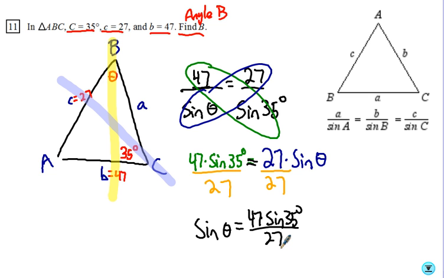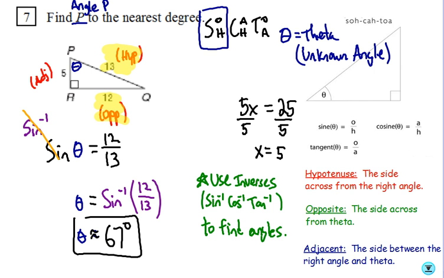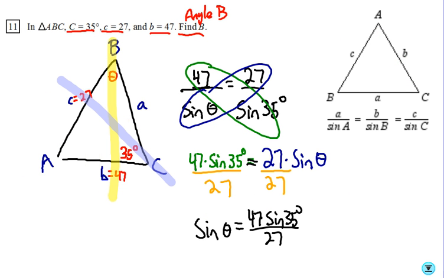Now theta is still not by itself, so we've got to get rid of the sine. So this becomes like what we did on number 7, where we were just solving for theta. So remember we said we use inverses to find angles. The inverse of regular sine would be sine to the -1. Regular sine with the inverse of sine, those two cancel each other out, and then what we're left with is just theta.